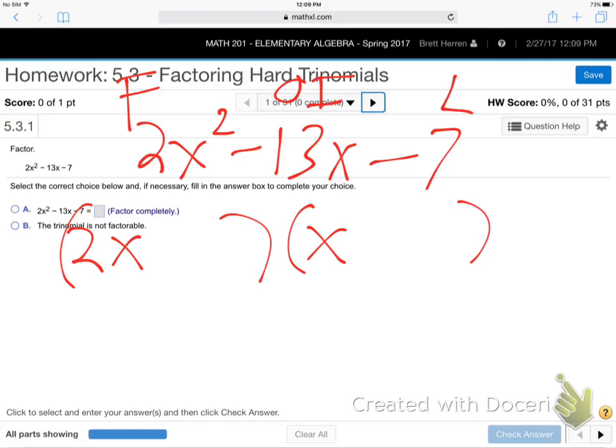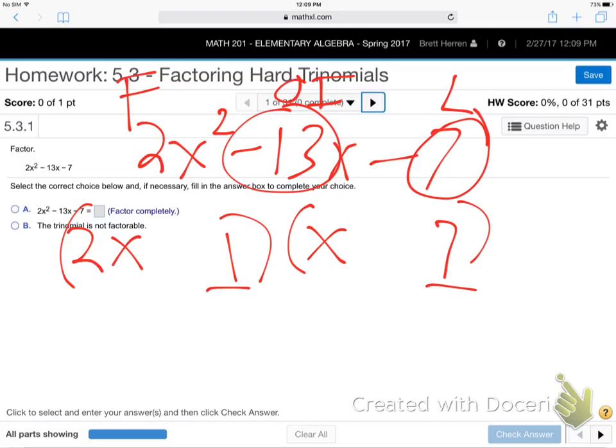Front times front to make front. Now, last times last to make last. What times what is 7? 1 and 7 is the only option. Now, do they add to be minus 13? So this one's just not factorable, right? No, this one's very much factorable.